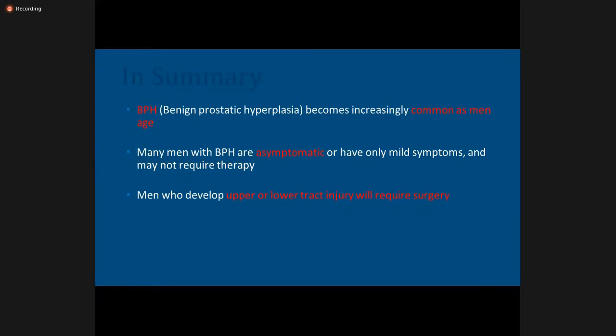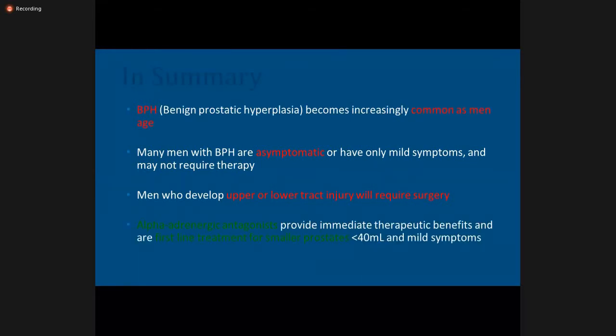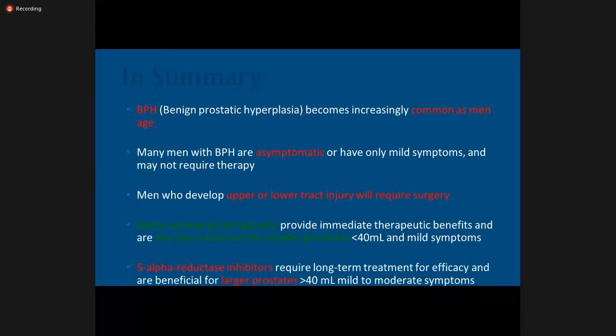Men who develop upper or lower urinary tract injury will require surgery. Alpha adrenergic antagonists provide immediate therapeutic benefits and are first-line treatment for smaller prostates. Five alpha reductase inhibitors require long-term treatment for efficacy and are beneficial for larger prostates with mild to moderate symptoms.